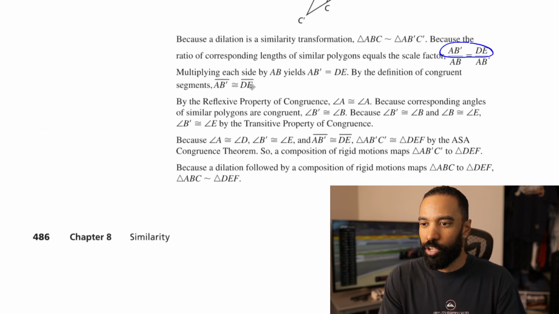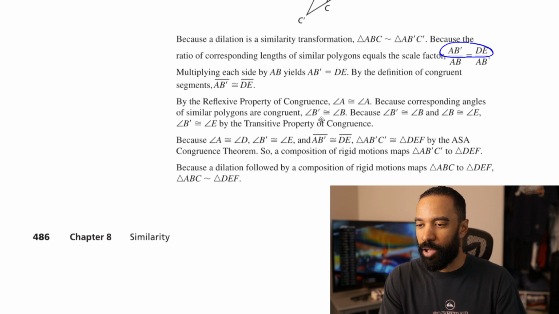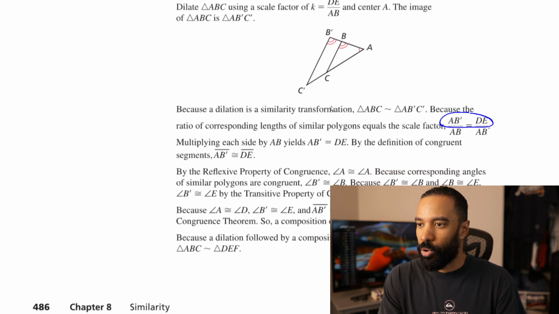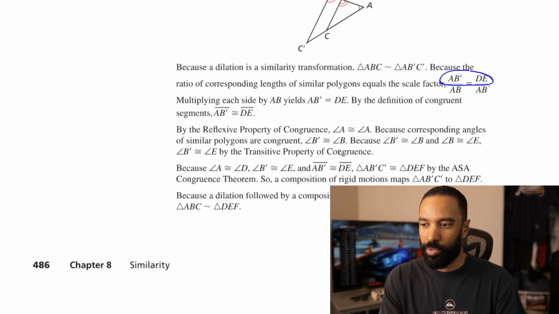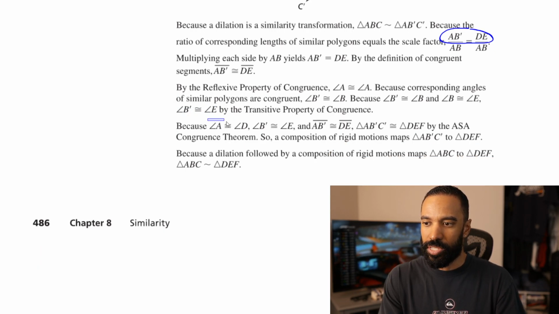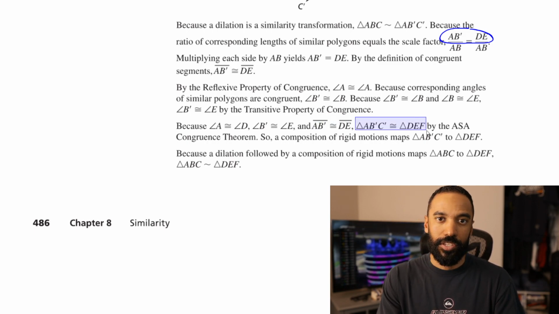Okay, so we have a set of congruent sides with the AB prime and DE. A is congruent to itself, and corresponding angles of similar polygons are congruent. So these two correspond. The polygons are similar, therefore they're congruent to each other as well. And because B is also congruent to E by transitive property, B prime should be congruent to E. So these two sets are congruent here, and these two segments are congruent, so these two triangles are congruent by angle, side, angle. So I like what they're doing.